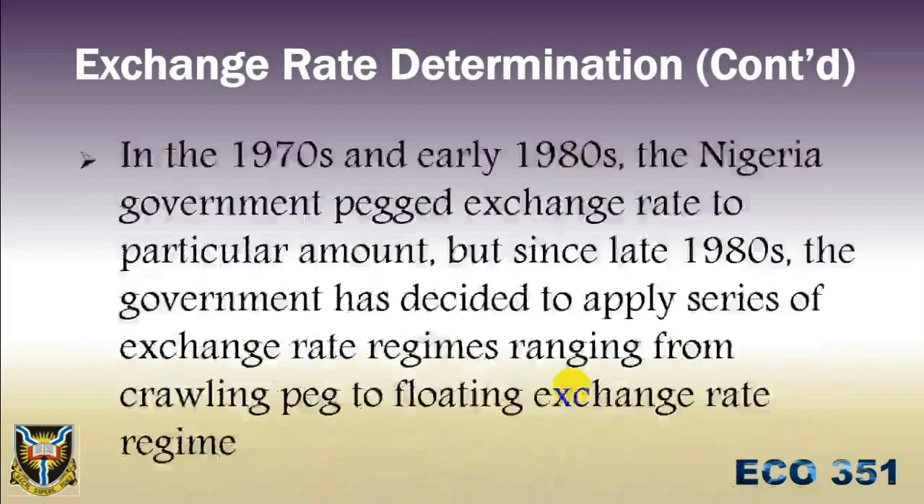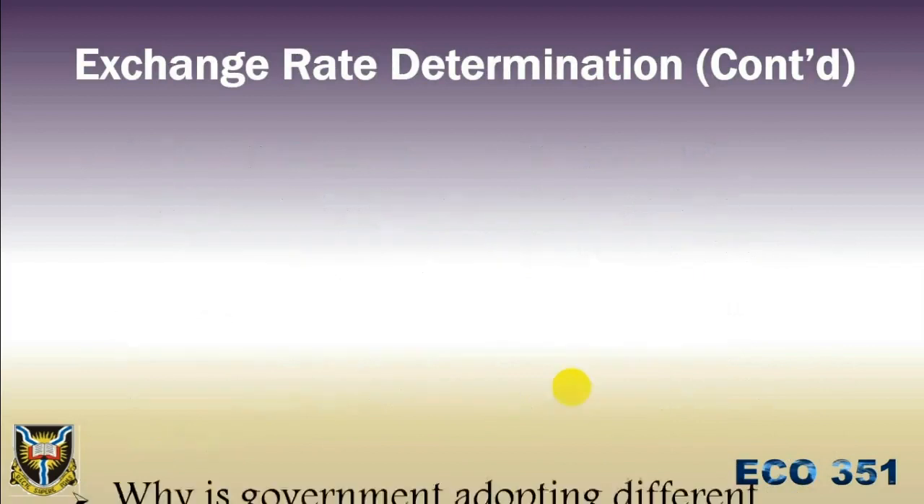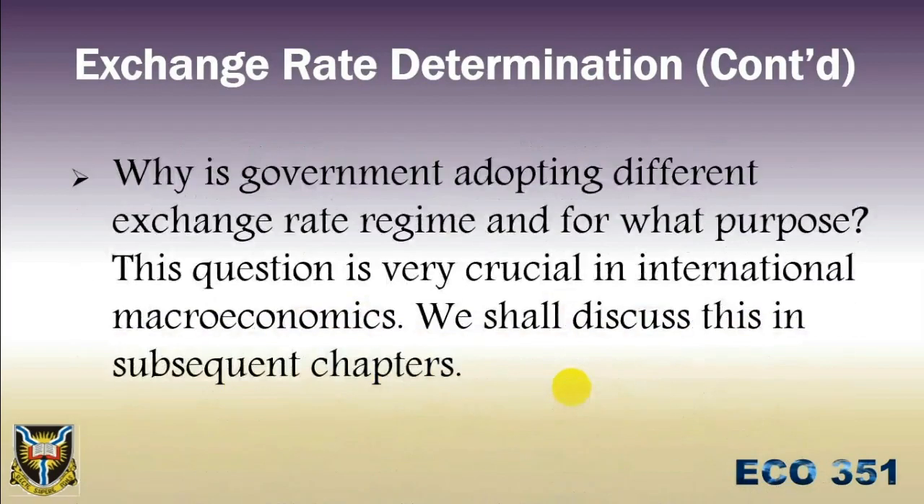In the 1970s and early 1980s, the Nigerian government pegged the exchange rate to a particular amount, but since the late 1980s, the government has decided to apply a series of exchange rate regimes ranging from crawling peg to floating exchange rate regime. Why is government adopting different exchange rate regimes and for what purpose? This question is very crucial in international macroeconomics. We shall expose students to the basics of exchange rate in Chapter 8.